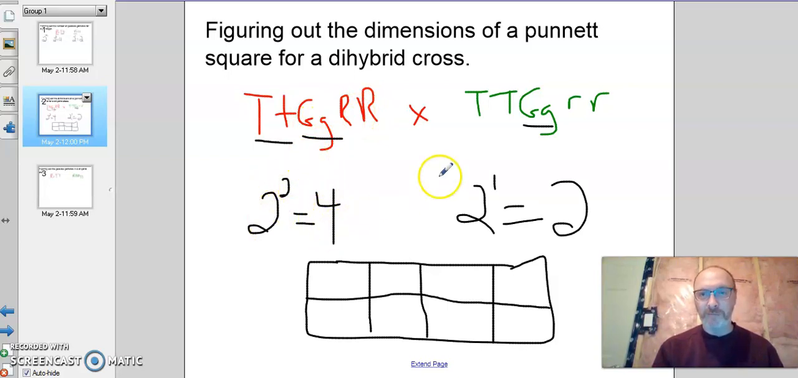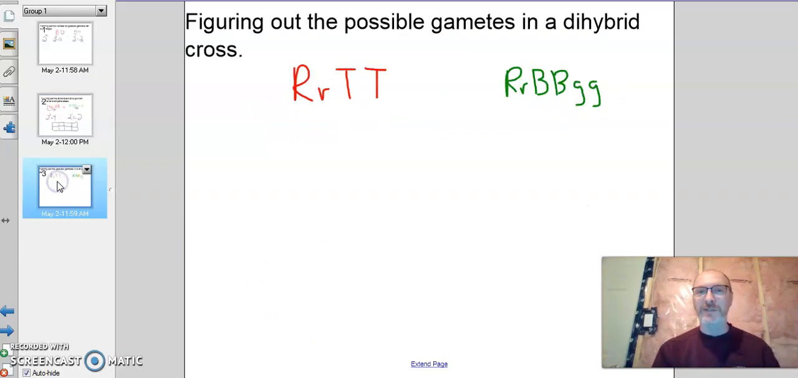2 to the 2 equals 4. When I look at the other parent, the only heterozygous gene there is the G's, so that's big G, little g here. The T's and the R's are both homozygous. So my n now is going to be 1, and that gives us 2. So I now know that my Punnett square size, in order to successfully solve this without a ton of work, is going to be 4 by 2. My next step, of course, is to figure out the gametes from this parent and write them along the top, and then figure out the gametes for the other parent and write them along the side, which is what the next slide is about: figuring out the possible gametes in a dihybrid cross.